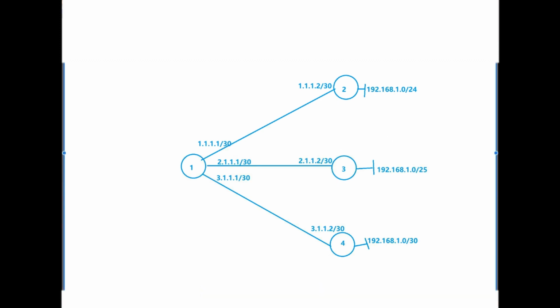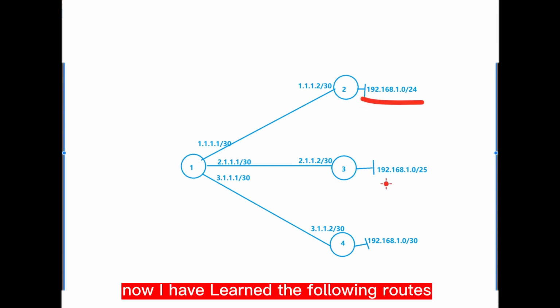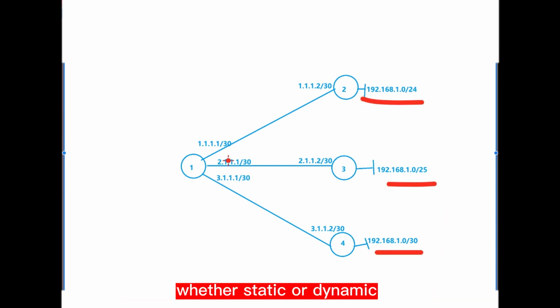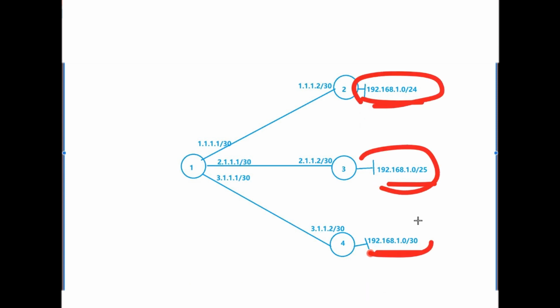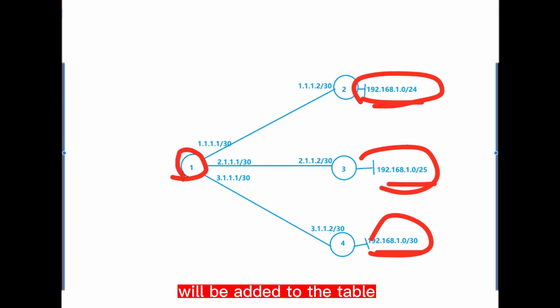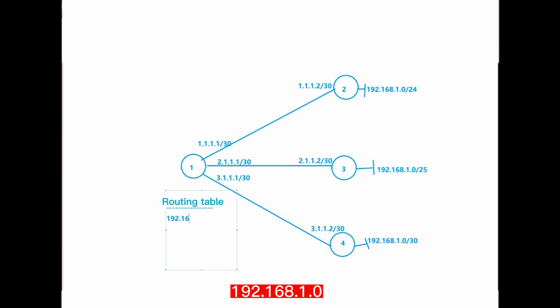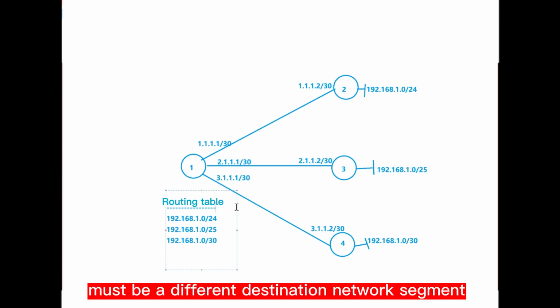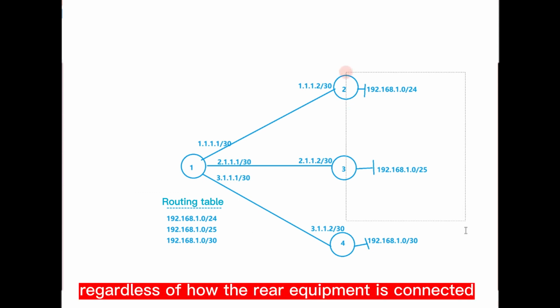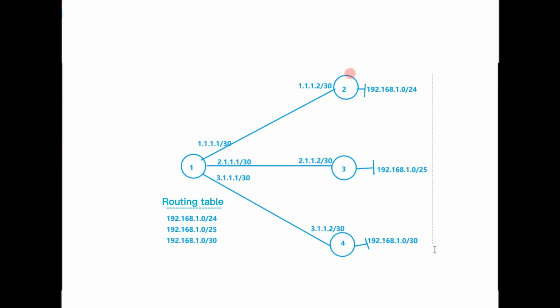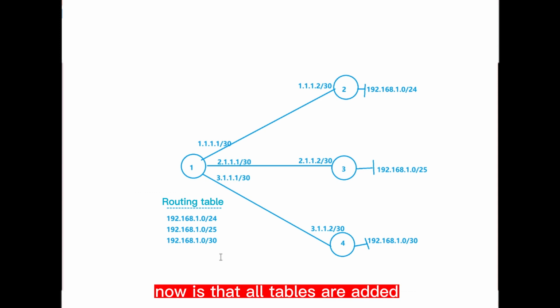Now, no matter how, in short, now I have learned the following routes, whether static or dynamic. Now this one-by-one route is learned by all the equipment. Then these 3 routes will be added to the table. There is a routing table on the device: 192.168.1.0 with a 24-bit mask. Add all 3, because the identification must be a different destination network segment. So it must be added, regardless of how the rear equipment is connected.